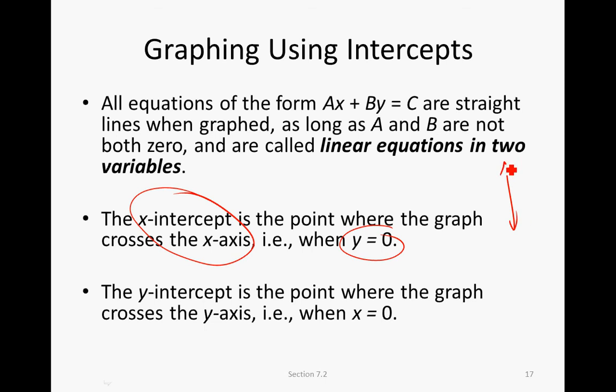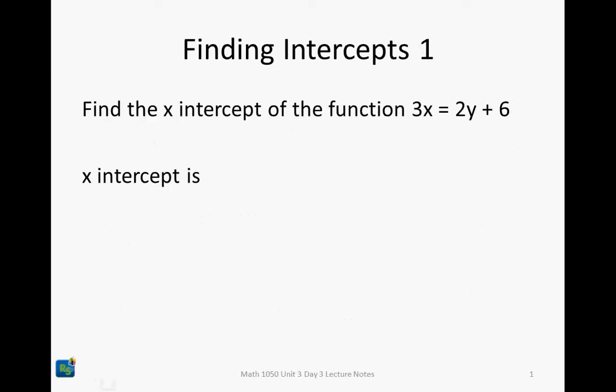In order to cross the x-axis, and the x-axis is a horizontal axis, like this point 3, 0, in order to cross that point, the y value is 0. And likewise, the y-intercept is where the graph crosses the y-axis, and that's when the x value is 0. So just remember it's the opposite. The x-intercept is when y is 0. The y-intercept is when x is 0. And so graphing using intercepts, that's a quick and easy way to graph. So find the x-intercept of the function 3x plus 2y equals 6.